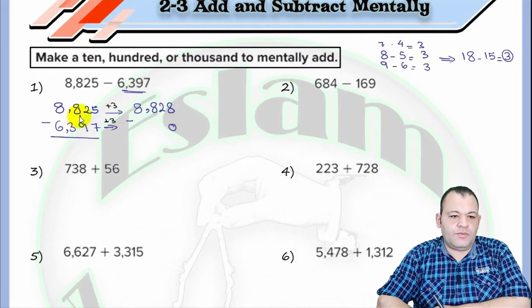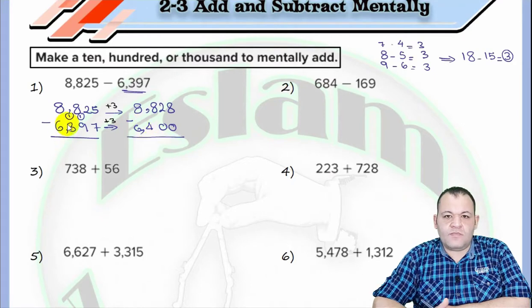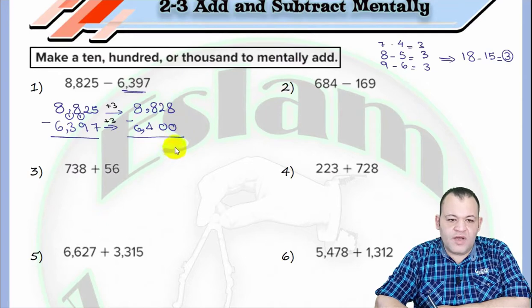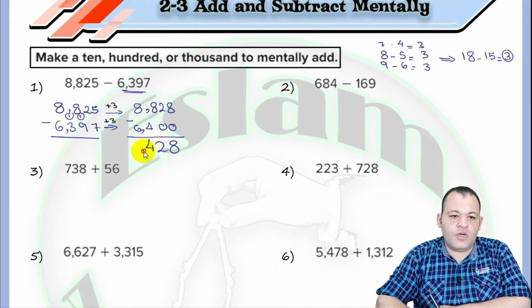0 and carry 1. 1 and 9 equals 10. 0 and carry 1. 1 and 3 equals 4. And we have 6. Now you can subtract in an easy way, because if you subtract 0 from any number, the answer will be the same. And 8 minus 4 equals 4. 8 minus 6 equals 2.